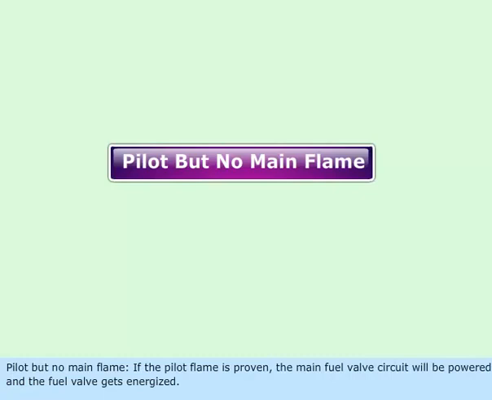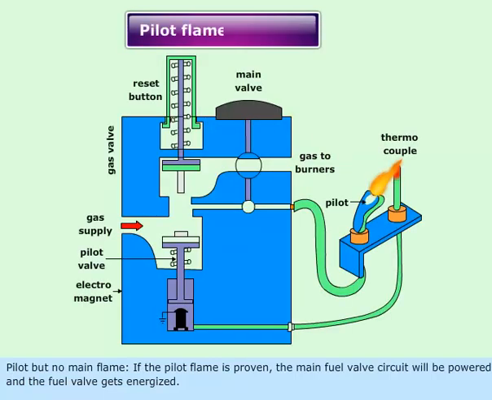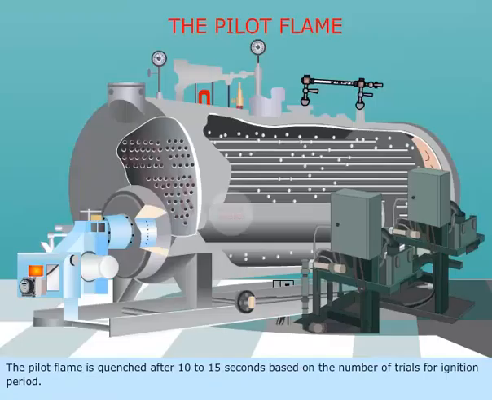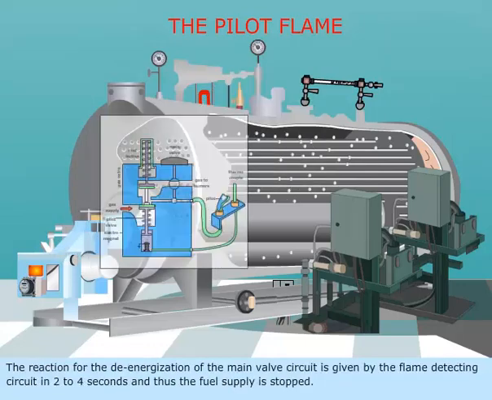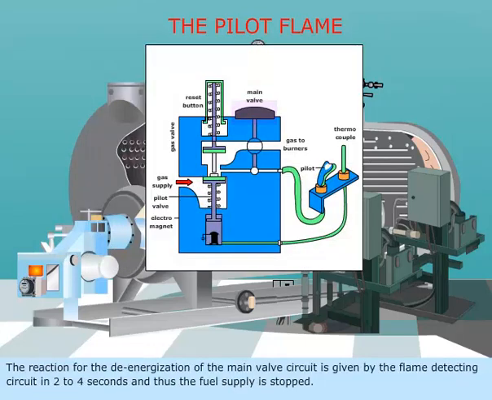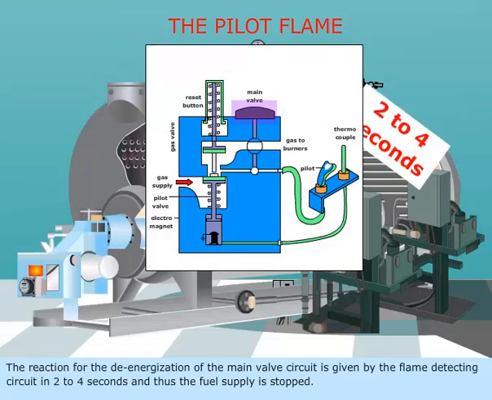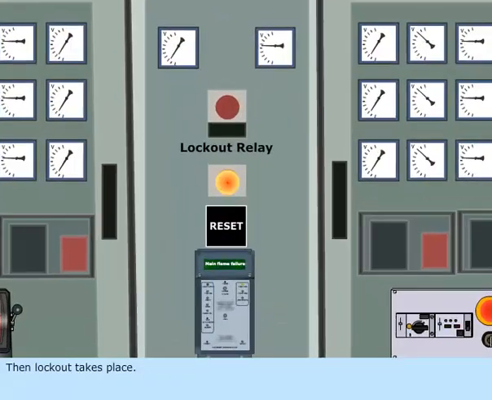Pilot but no main flame. If the pilot flame is proven, the main fuel valve circuit will be powered and the fuel valve gets energized. The pilot flame is quenched after 10 to 15 seconds based on the number of trials for ignition period. The reaction for the de-energization of the main valve circuit is given by the flame detecting circuit in 2 to 4 seconds, and thus the fuel supply is stopped. Then lockout takes place.